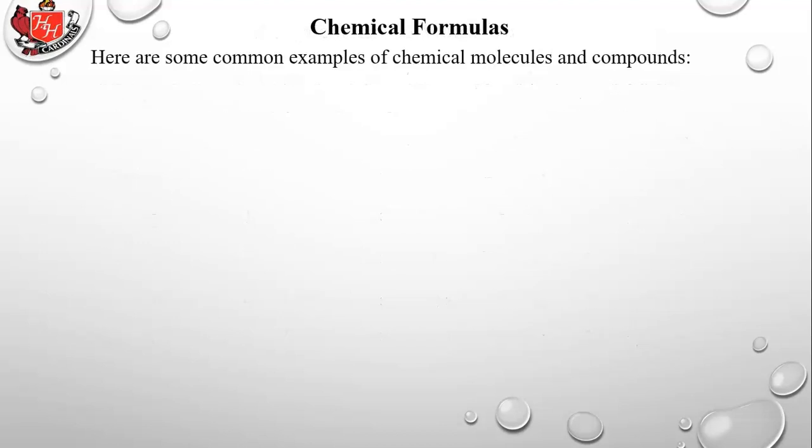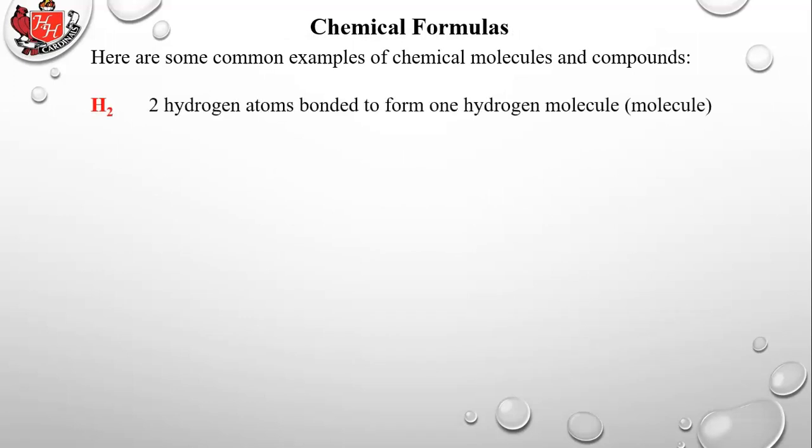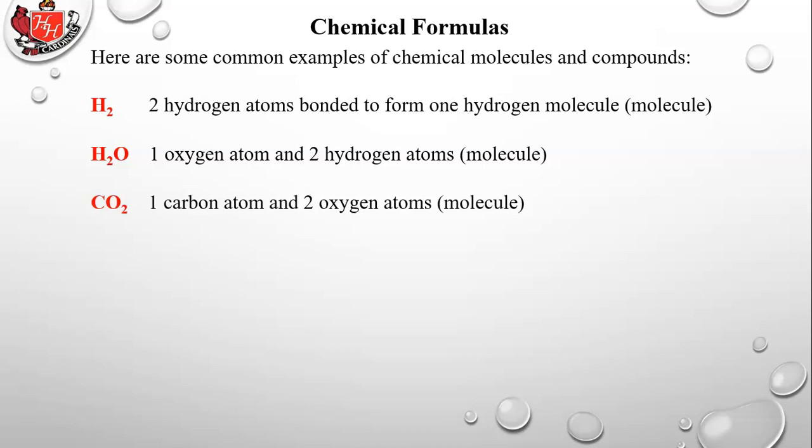Okay, here's some common examples of chemical molecules and compounds. So H2. What H2 means is you have two hydrogen atoms covalently bonded together, because it's a nonmetal. So two hydrogen atoms bonded to form one hydrogen molecule. So that is a molecule, covalently bonded. H2O, again, covalently bonded. These are nonmetals. One oxygen atom and two hydrogen atoms, so that does form a molecule. CO2 is one carbon atom and two oxygen atoms bonded together, and that forms a molecule.